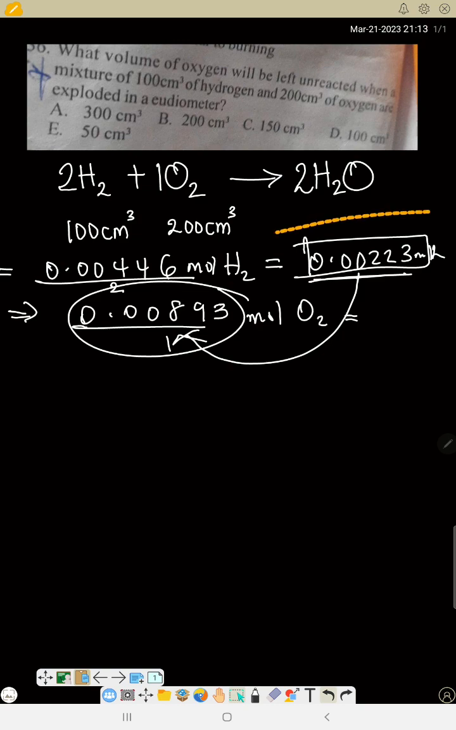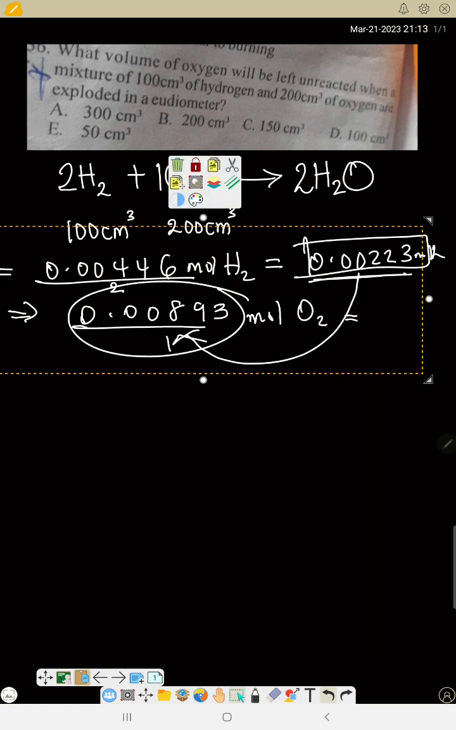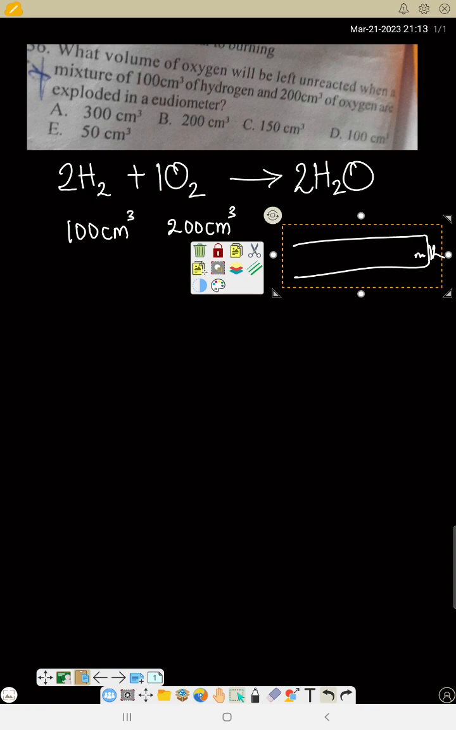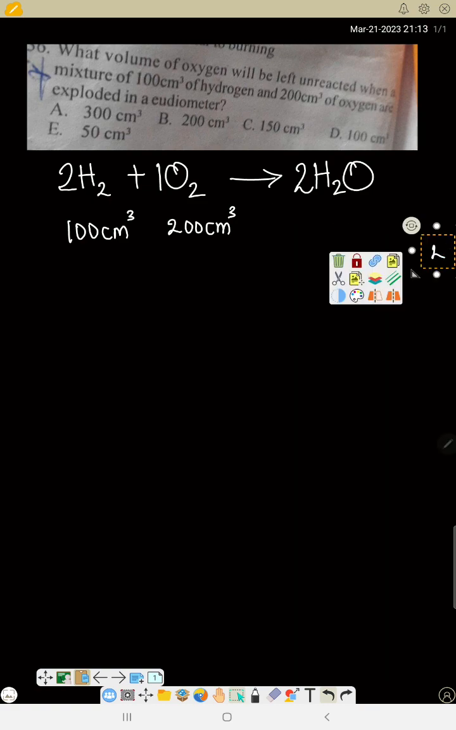That is if the question did not give you hints on which one will finish first. But since I have hints, I don't need to pass through that stage. I'll solve straight. I just had to show you how to get it if the question did not give you. So let's go back to the question. What volume of oxygen will be left unreacted when a mixture of 100 centimeter cube of hydrogen and 200 centimeter cube of oxygen is exploded in a eudiometer?